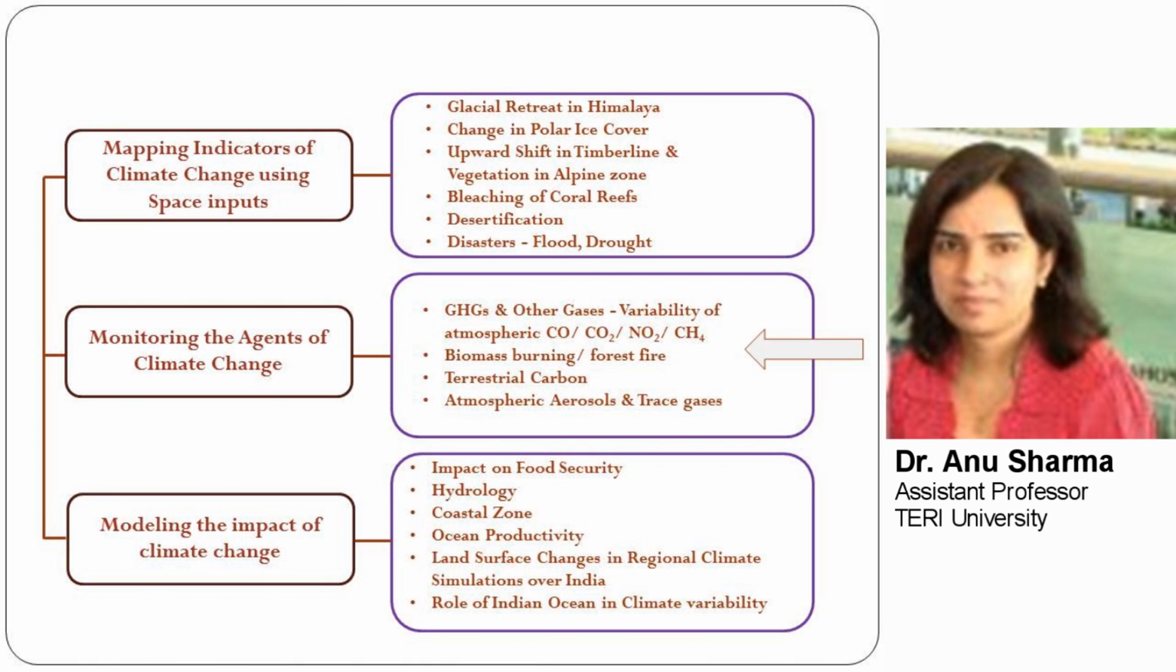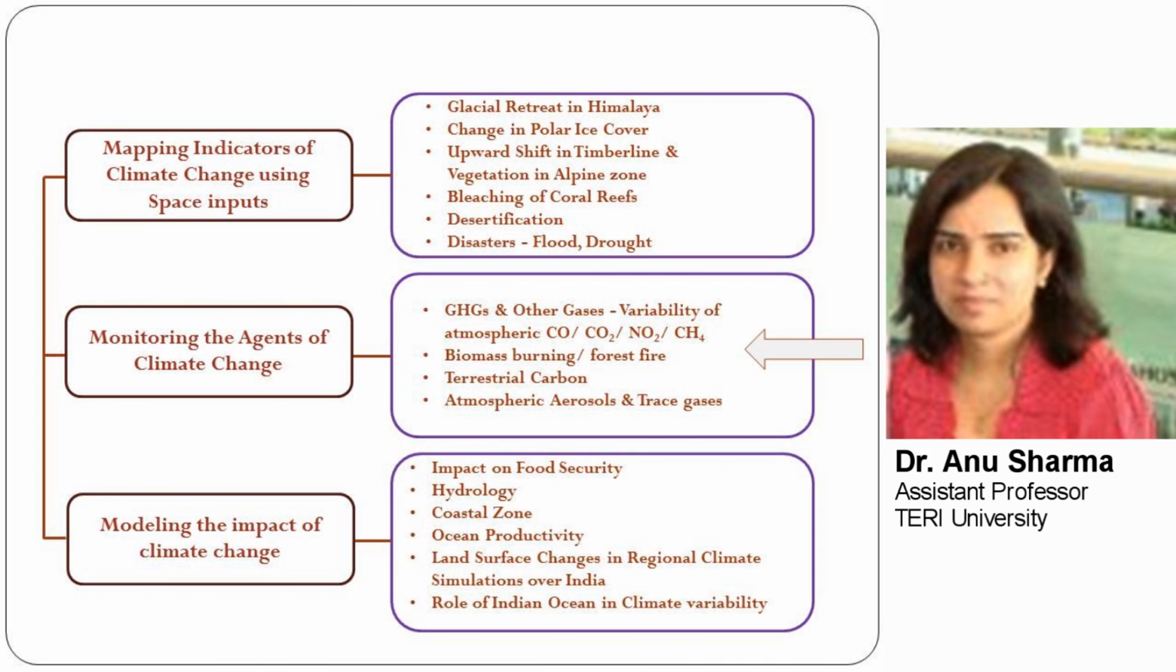The next inputs that we can get are from monitoring the agents of climate change. As all of us know, mostly greenhouse gases, atmospheric aerosols, trace gases. These are the agents we always hold responsible for climate change. We always say that CO2 is responsible for climate change. We always blame aerosols. So these are the agents of climate change, which we can certainly monitor with the help of satellite remote sensing.